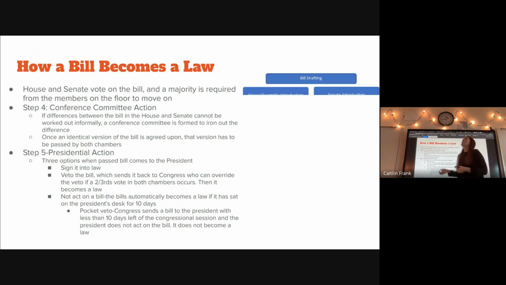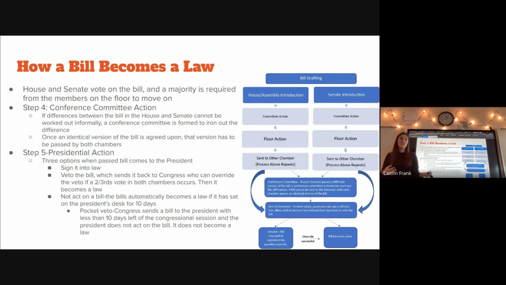Then, let's say the majority of the House votes yes on the bill, then it gets sent to the Senate and goes through the whole Senate process, which is the same. And then when both of them have passed a version of the bill, I already mentioned the conference committee comes together and irons out differences, finds an identical version of the bill that gets sent back to the House and the Senate to vote on.